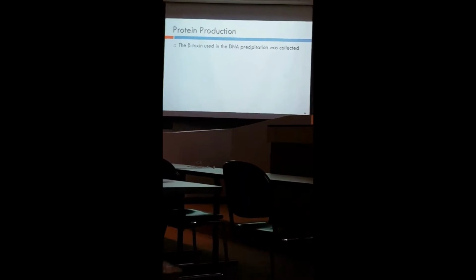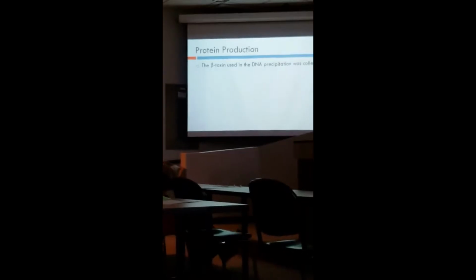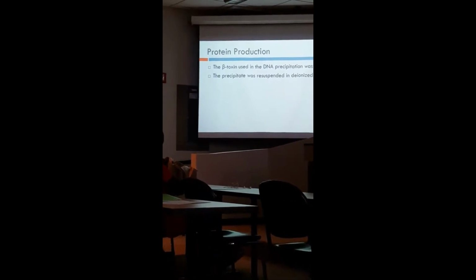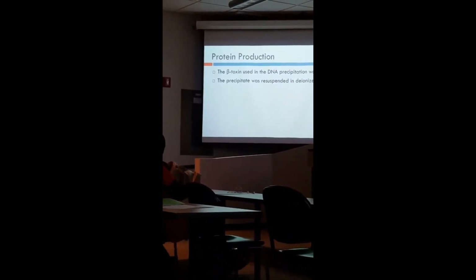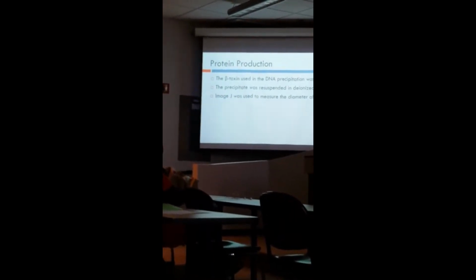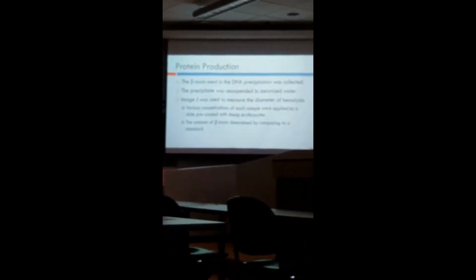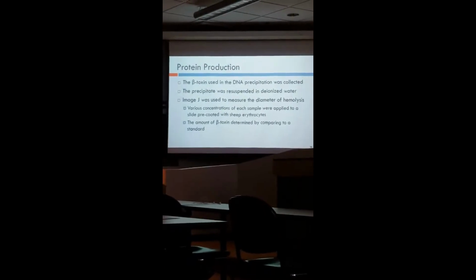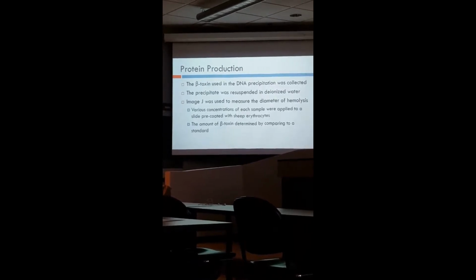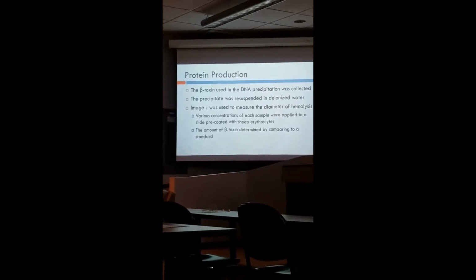Now they did this protein production. The beta-toxin that they used in that DNA precipitation assay was collected by, again, mixing it with ethanol and letting it sit overnight. So they precipitated out the beta-toxin and then resuspended it in deionized water. And ImageJ, which is a computer program, was used to measure the diameter of hemolysis. They then, again, measured on slides that were pre-coded with their sheep erythrocytes how far each of the mutants could lyse erythrocytes. And they used this to understand further the protein conformation.